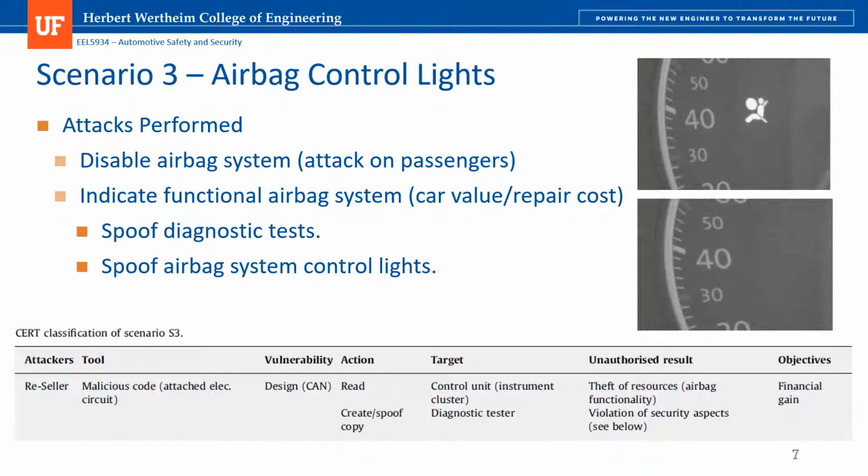Vulnerability, CAN network. Action, read, create, and spoof CAN messages. The target is the control unit, the instrument cluster, and the other is the diagnostic tester to show that the airbag system is operational. The unauthorized result, theft of resources and potentially injuring people, and the objective is financial gain.